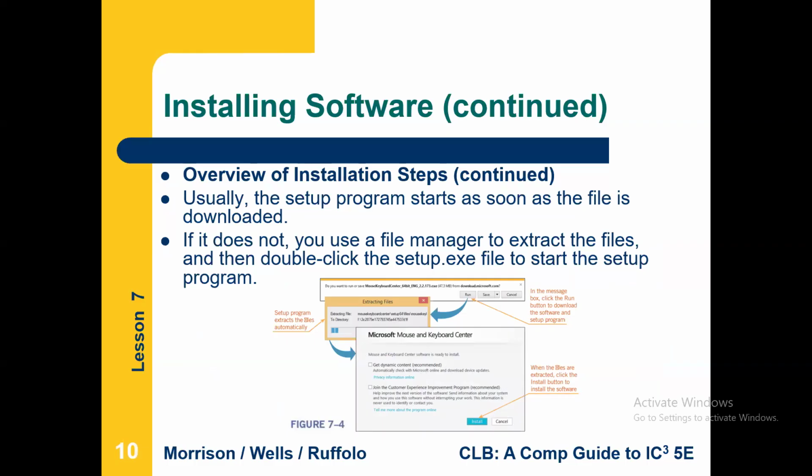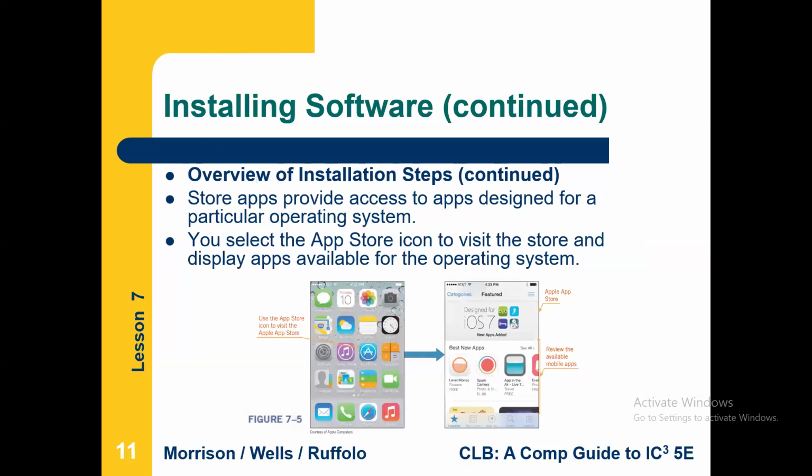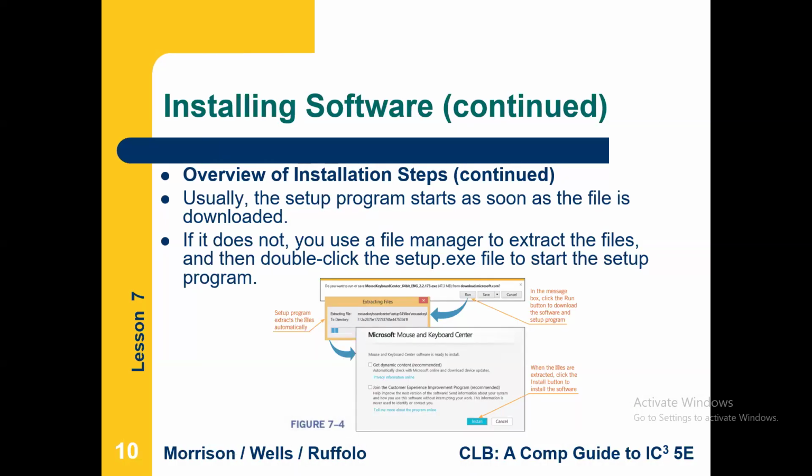So once you download it, you use the file manager to extract the files, and then you double click on the setup. Either you use the file manager or WinZip, or any decompressing software that you want to use, you extract it, and then you see a file named setup.exe. Anytime you see a file with the .exe extension, that tells you that it is an executable file. Then you double click on the setup.exe, and your software will be installed on your computer.